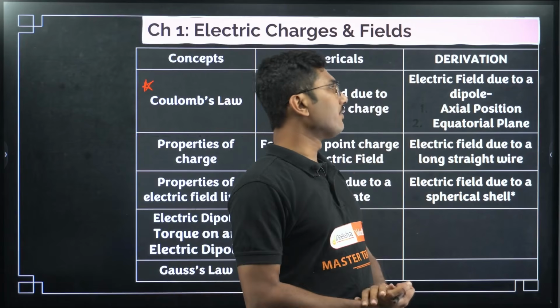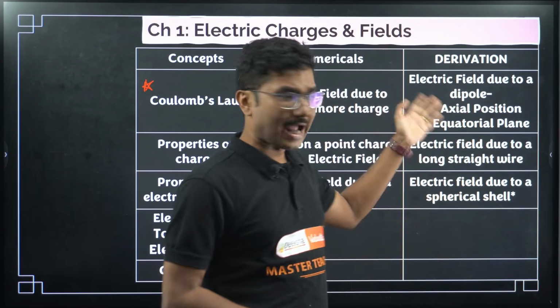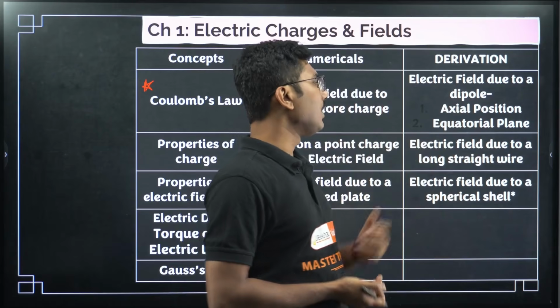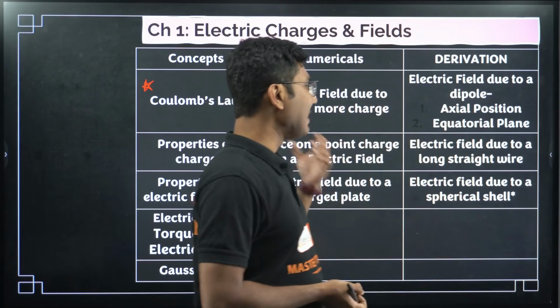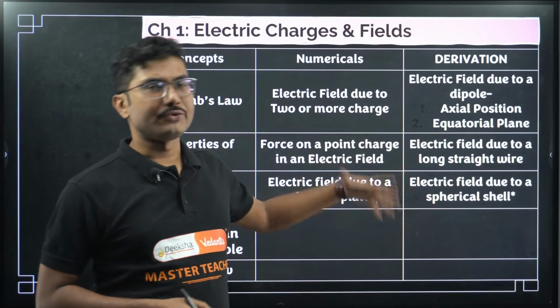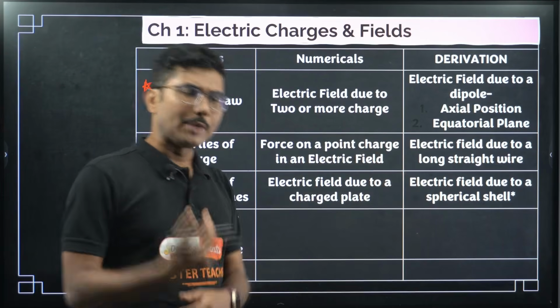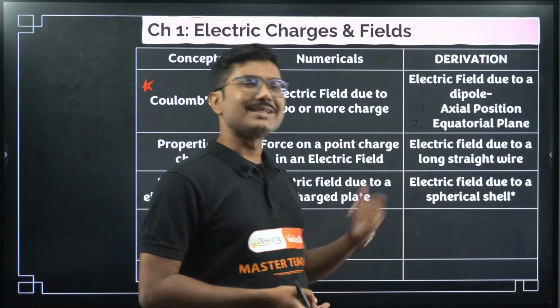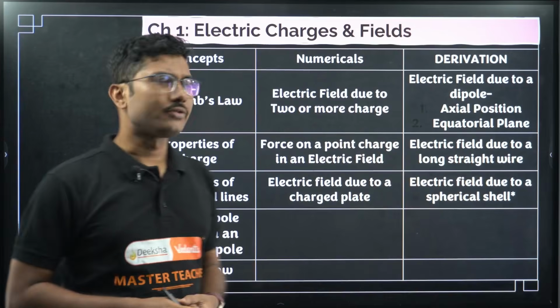Derivations: electric field due to a dipole, at the axial position and equatorial plane, electric field due to a long straight wire, and electric field due to a spherical shell. As I mentioned, generally it accompanies Gauss's law as a part, or maybe inside and outside both are asked. Inside, the electric field is 0, so you don't have to think too much about it.